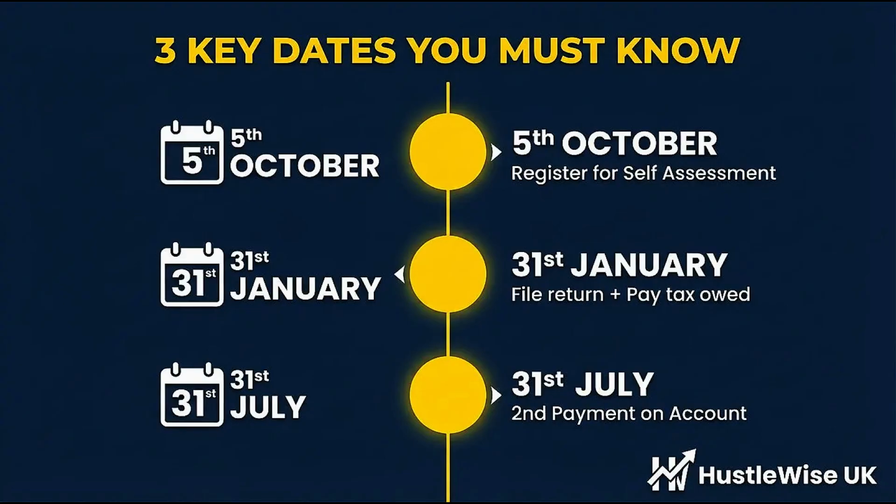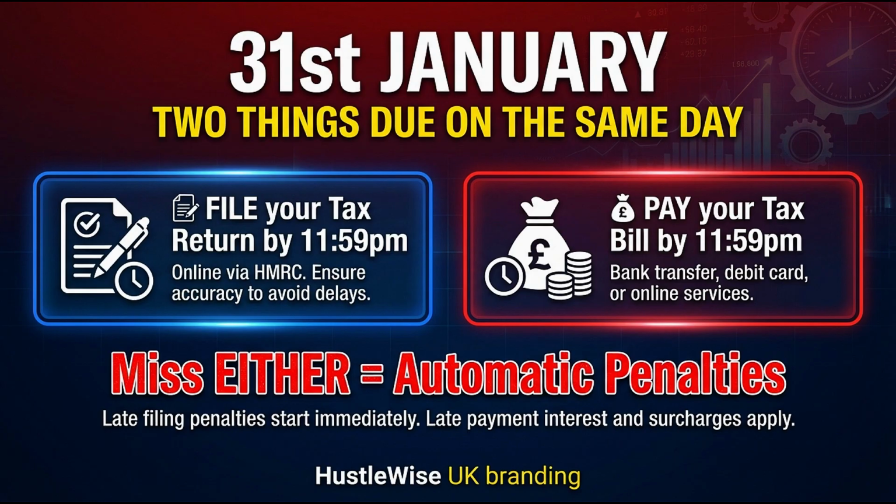Before you sit down to complete your self-assessment tax return, you need to gather your documents and information. You will need your UTR number and your national insurance number.